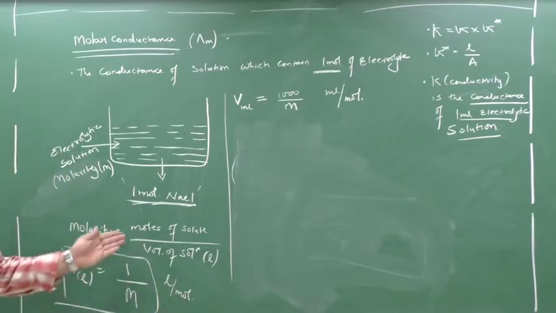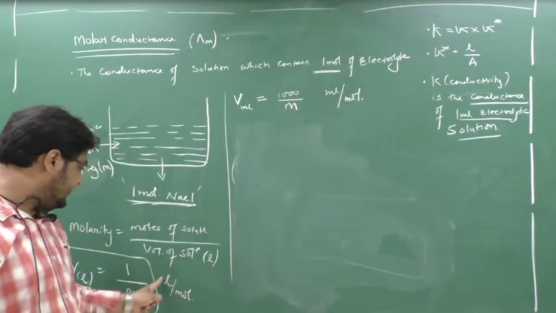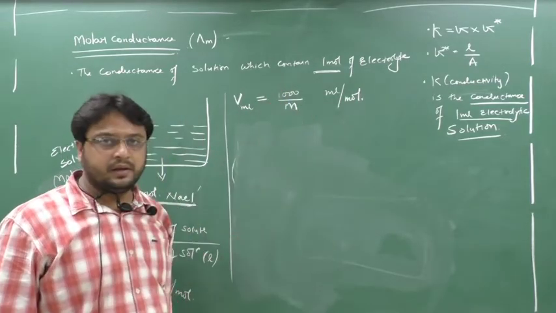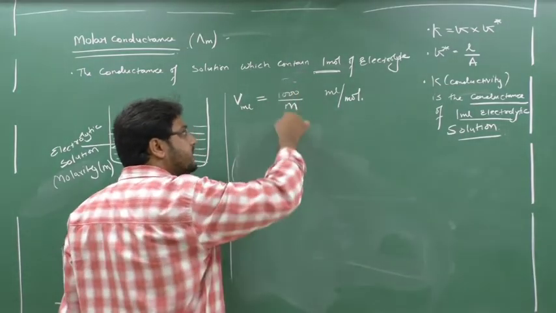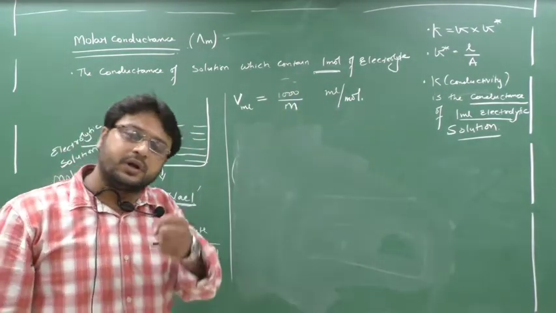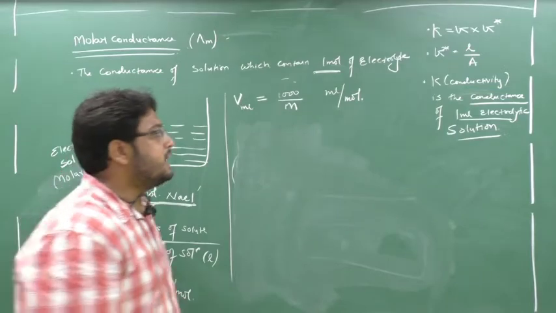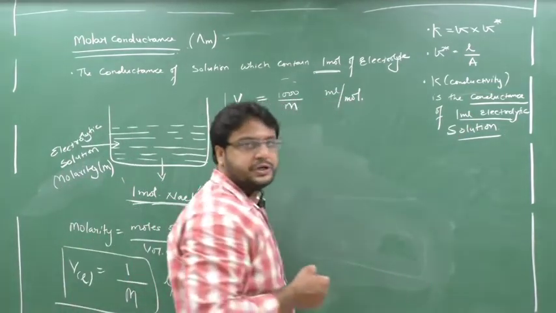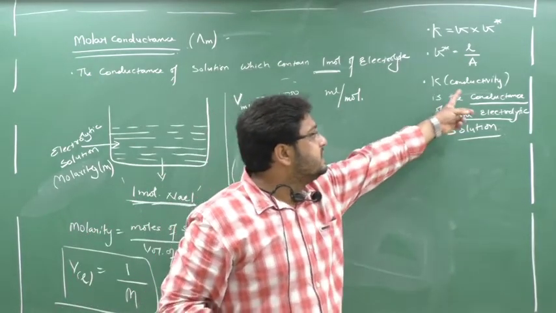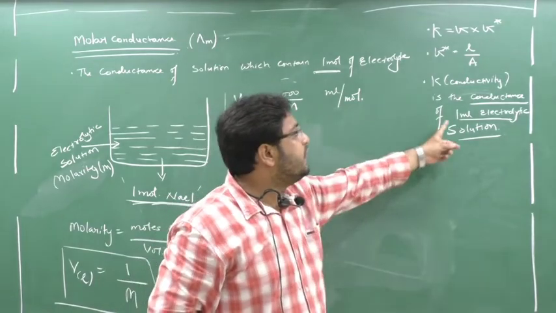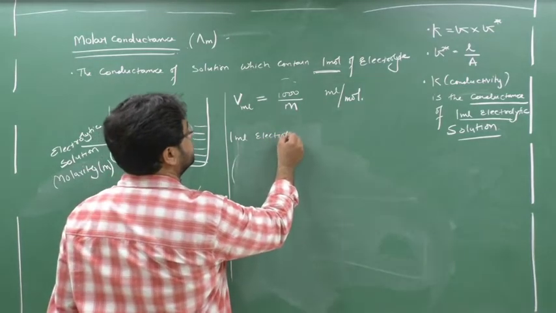Now I am converting this into ml. So V in ml: 1 liter means 1000 ml, so here 1000 will come because I am converting 1 liter into ml. So 1000 ml by molarity. This whole gives me volume in terms of what? ml, for how many moles? 1 mole. So I have written here ml per mole. Clear now? Now see here. Last video I told the definition of conductivity. What was the definition of conductivity? Conductivity is nothing but the conductance of 1 ml electrolytic solution. So I can say it like this: 1 ml electrolytic solution.